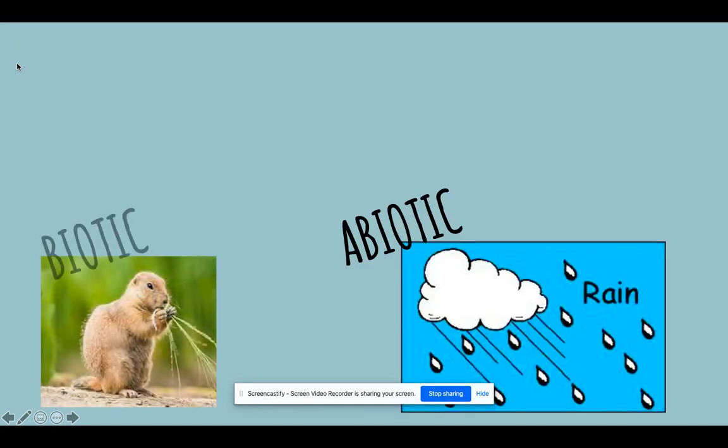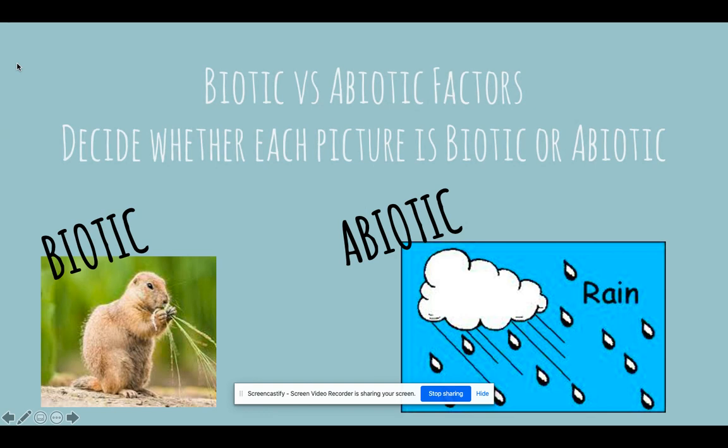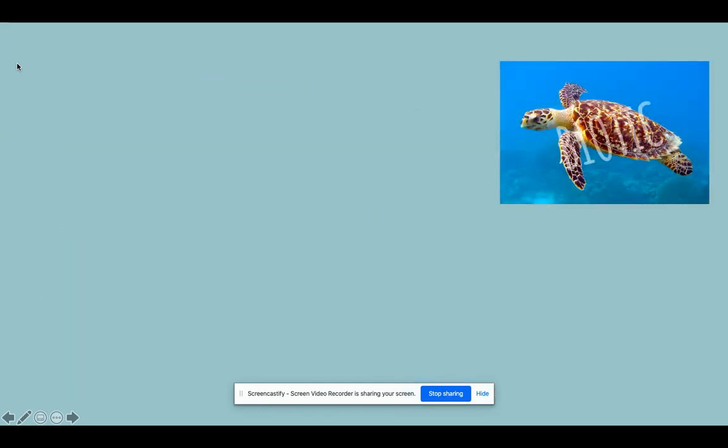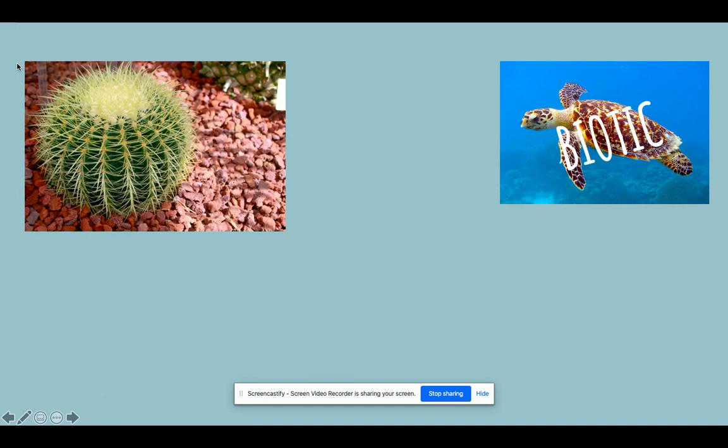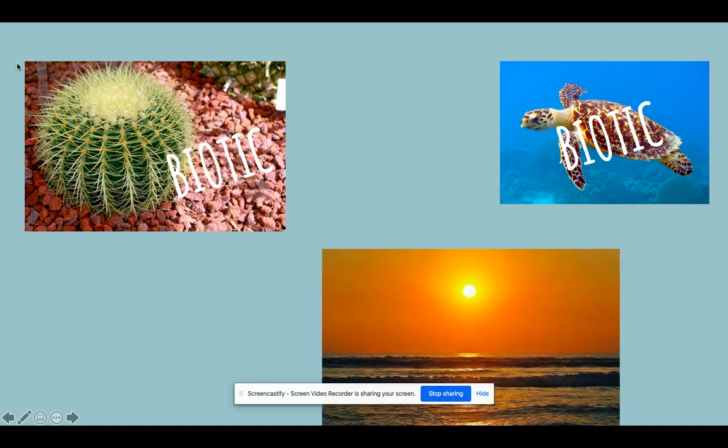Abiotic means not living. Biotic means living. Plants, are they living? So they're biotic. Animals are living, they're biotic. Remember, the sun is abiotic.